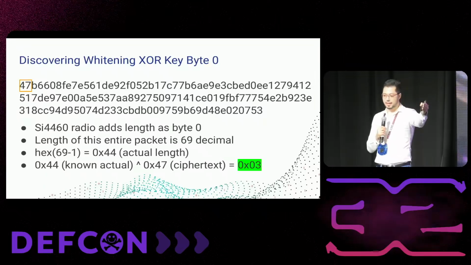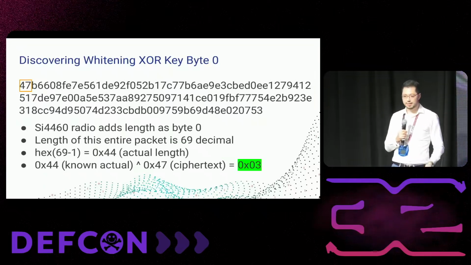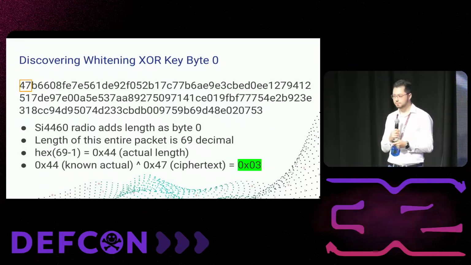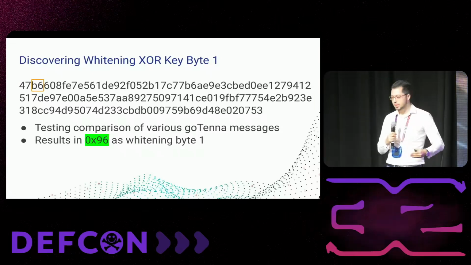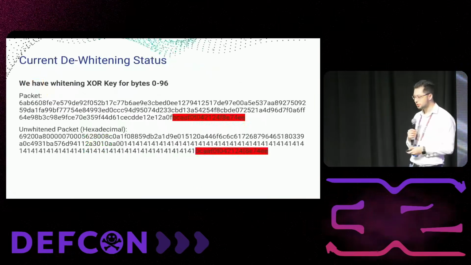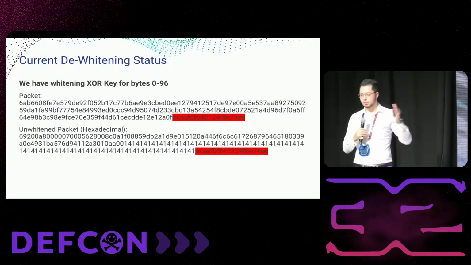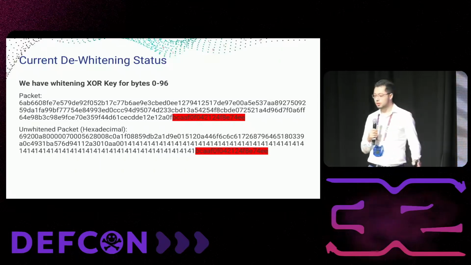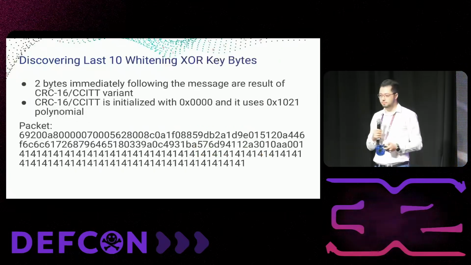And then the ciphertext was 47. We XOR it with 44, and we get 3. So that is our whitening byte at byte 0. For byte 1, we did a lot of testing, and eventually we figured out it was 96. We'll skip all the detail there because it's a short presentation. So in our current de-whitening status, we have pretty much everything from byte 0 to 96. Unfortunately, we do not know what the last 10 bytes are. So, of course, we do more investigation.